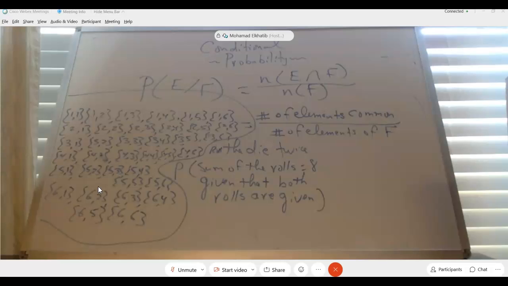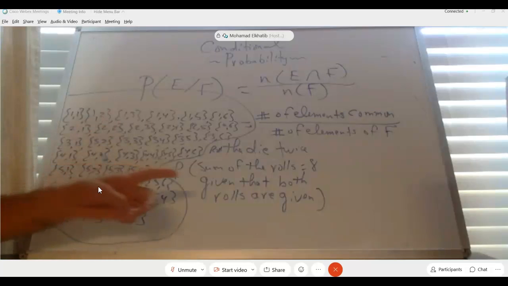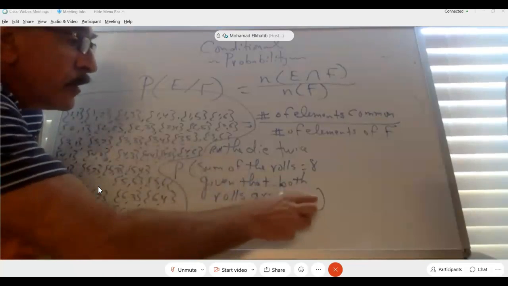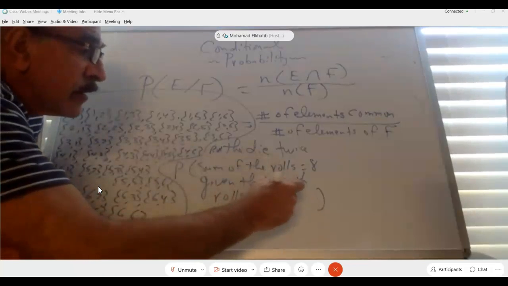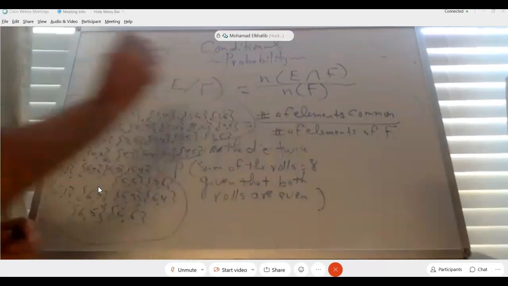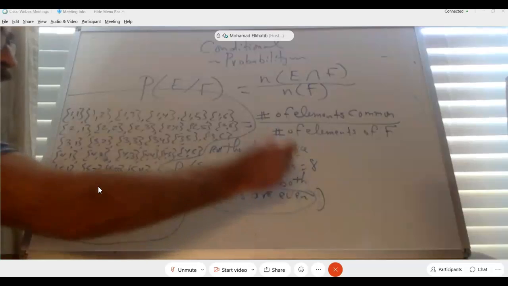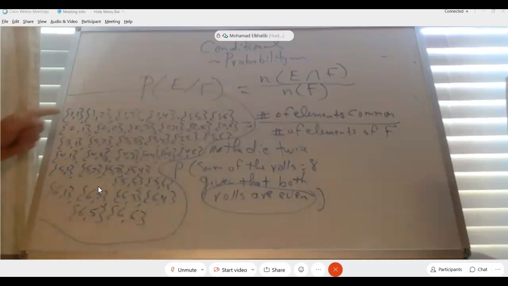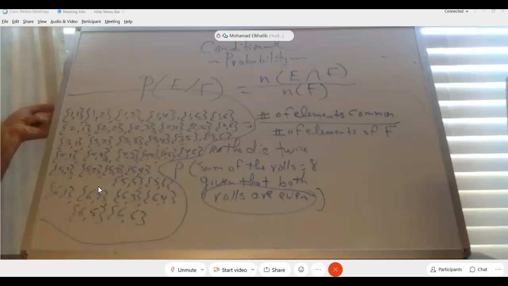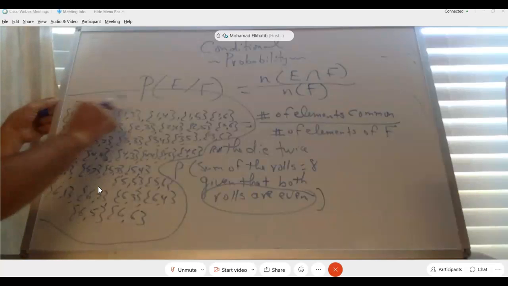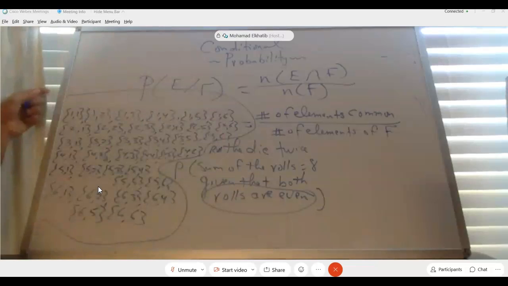Now, what's the question? The question is, what's the probability that the sum of the rolls is 8, given that both rolls are even? So what I do first is I count how many of them are even, and I list them. 1, 1. There's no way. That's not both even, right? That's odd and odd, odd and even. So on row 1, none of them are both even. Do you agree?